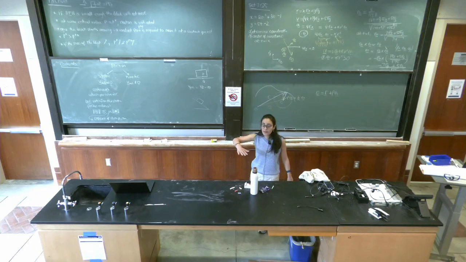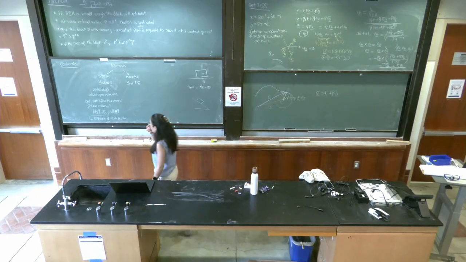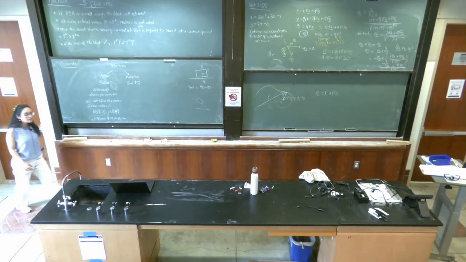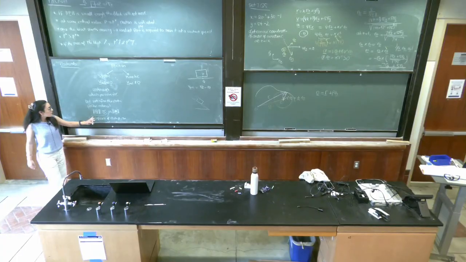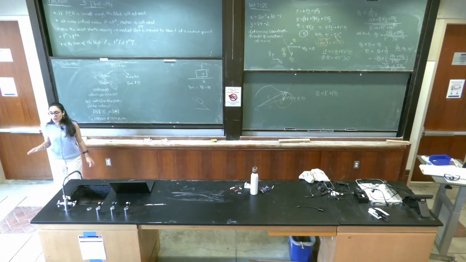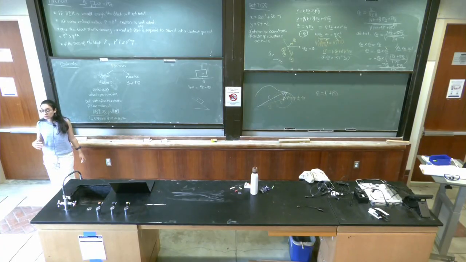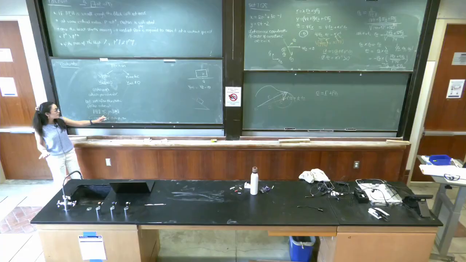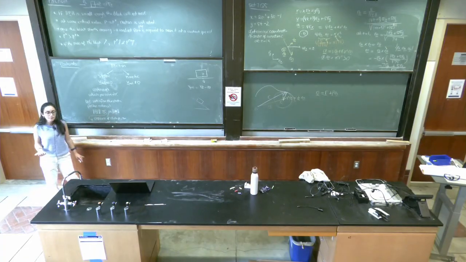One common mistake people make is that they say static friction is equal to mu_s N. That's not true. Static friction is an unknown which you need to solve for from the problem, but it has an upper bound. The upper bound is that it's less than or equal to mu_s N, right?